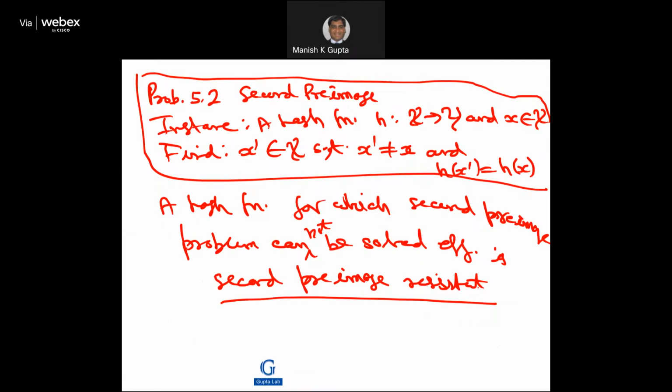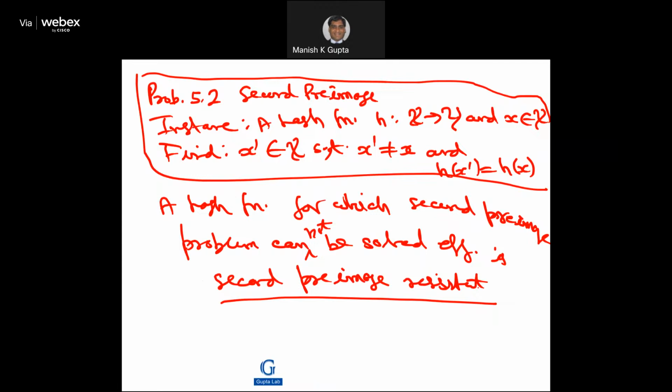Second pre-image problem: a hash function h from X to Y and x is in X is given. Find another point x prime in X, different from x, such that the hash values of these two points coincide, right? So this is the second pre-image problem. First pre-image is difficult to solve, second pre-image is difficult to solve. So a hash function for which the second pre-image problem cannot be solved efficiently is second pre-image resistant.